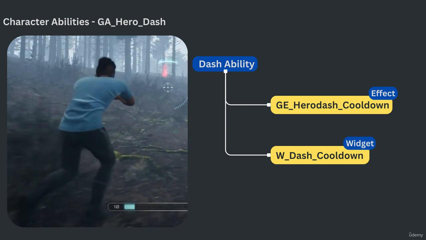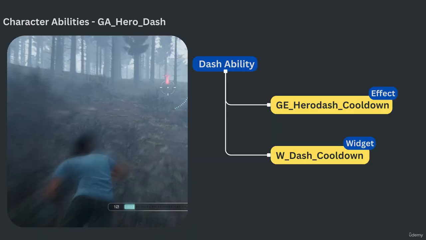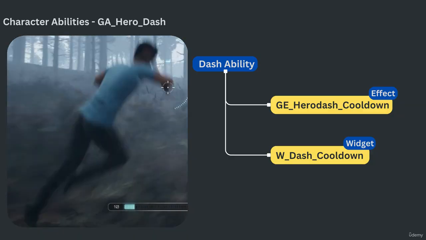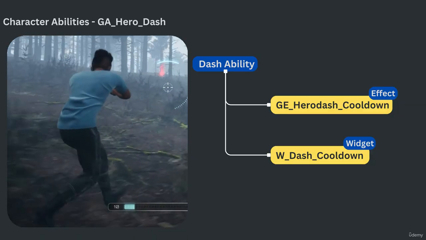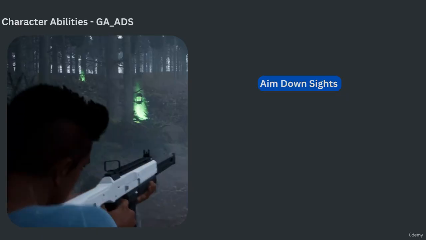The dash ability has a gameplay effect for cooldown. The cooldown gameplay effect restricts the player to continuously perform dashing. Instead, there will be a wait time between the dashes. This wait time is shown in a cooldown widget.